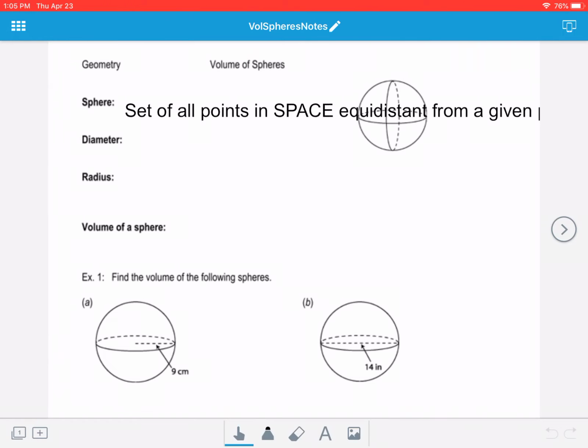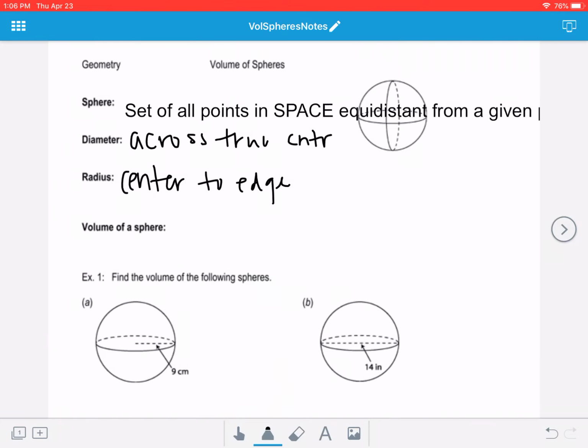The diameter of a sphere is similar to the diameter of a circle. It's going to go all the way across, and it must pass through the center of the sphere. A radius is going to be half the diameter, so it's going to go from the center out to the edge. I'm going to write center to edge, across through, holy cow, through center. Alright, so radius is half the diameter.